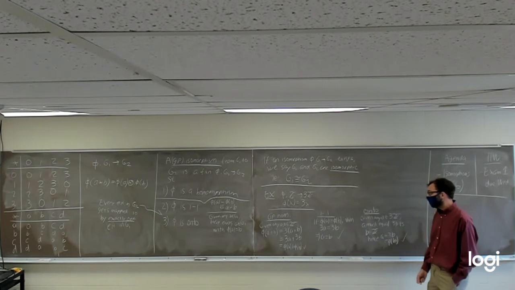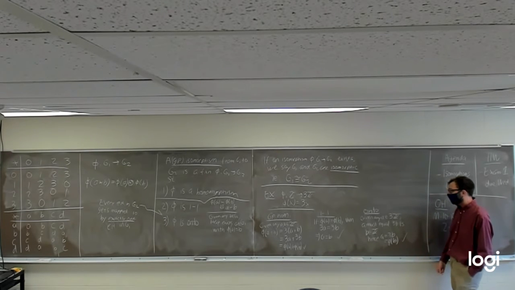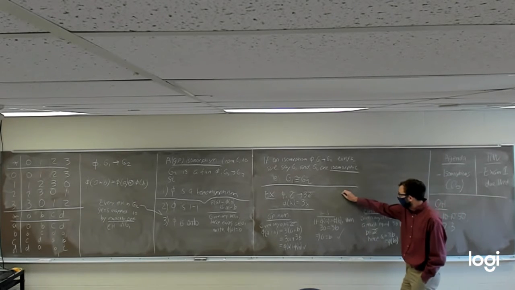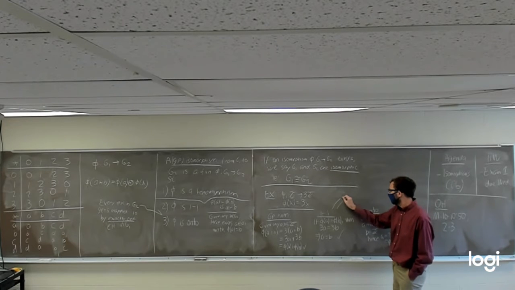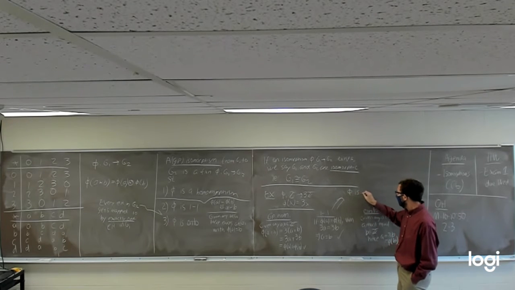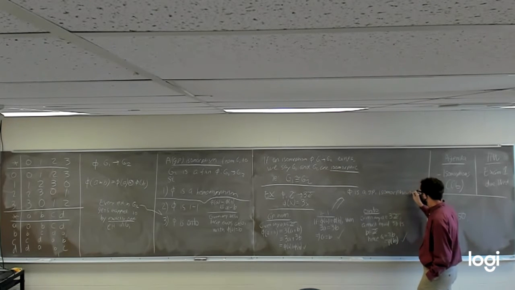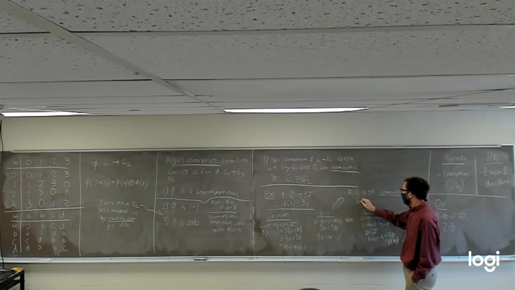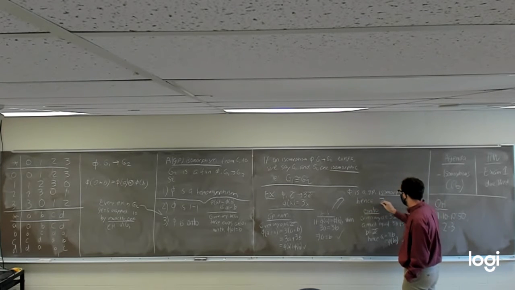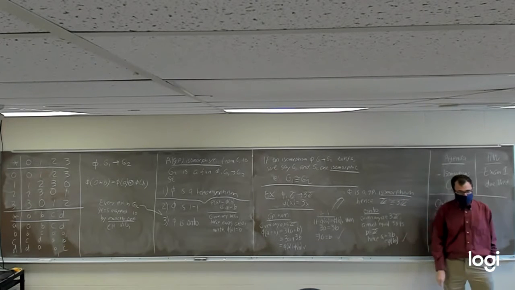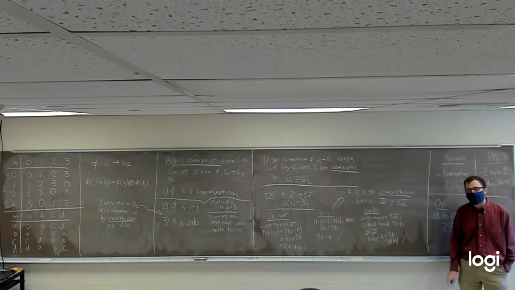So phi is a group homomorphism. It's one-to-one, and it's onto. So this is all going to tell us that phi is a group isomorphism. Hence, the integers are isomorphic to the set of all multiples of 3.